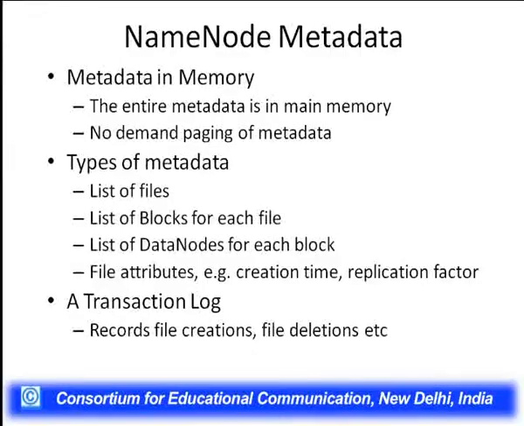A name node also stores metadata. Apart from coordinating all this information, it also stores metadata. This metadata is stored in memory. The type of metadata can include a list of files, a list of blocks, a list of data nodes, and file attributes. And of course, it also stores transaction logs, etc.